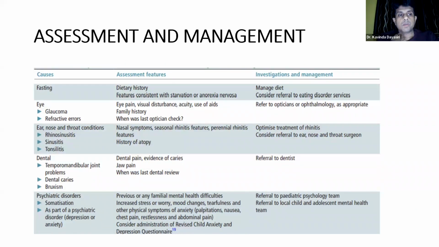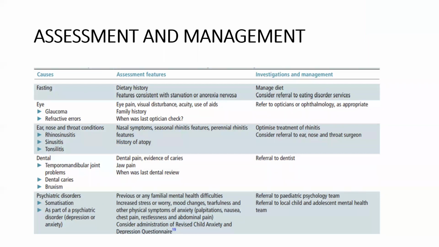A few other causes, for example, prolonged fasting or anorexia nervosa, can present with chronic headache, so take a proper dietary history. Vision-related problems such as refractive errors or glaucoma can present with visual disturbances and chronic secondary headache. So it's important to do a proper optic examination, and if you find any alarming signs, refer to the eye surgeon for further management.